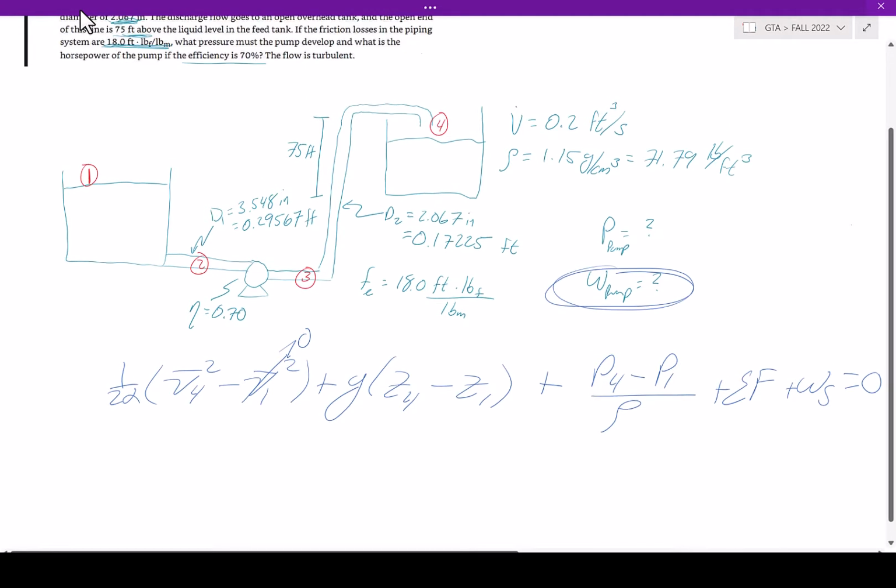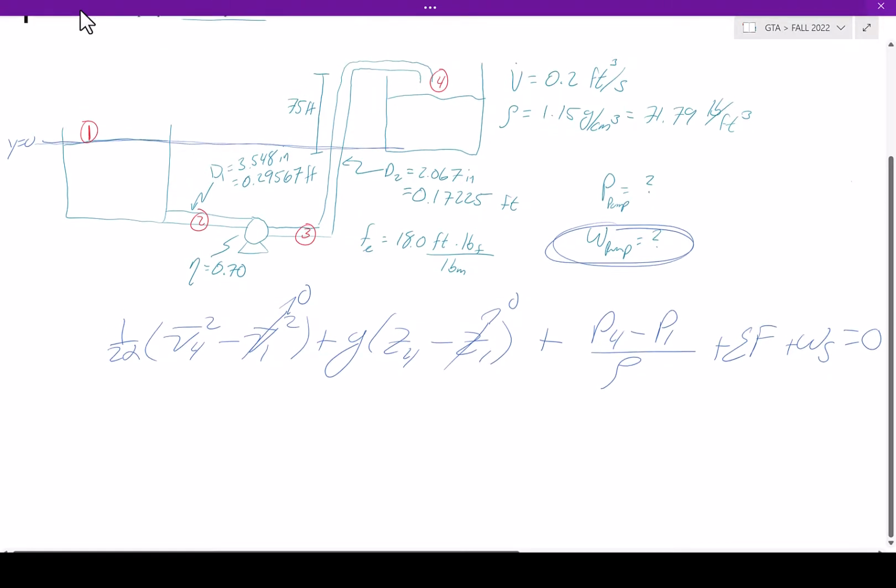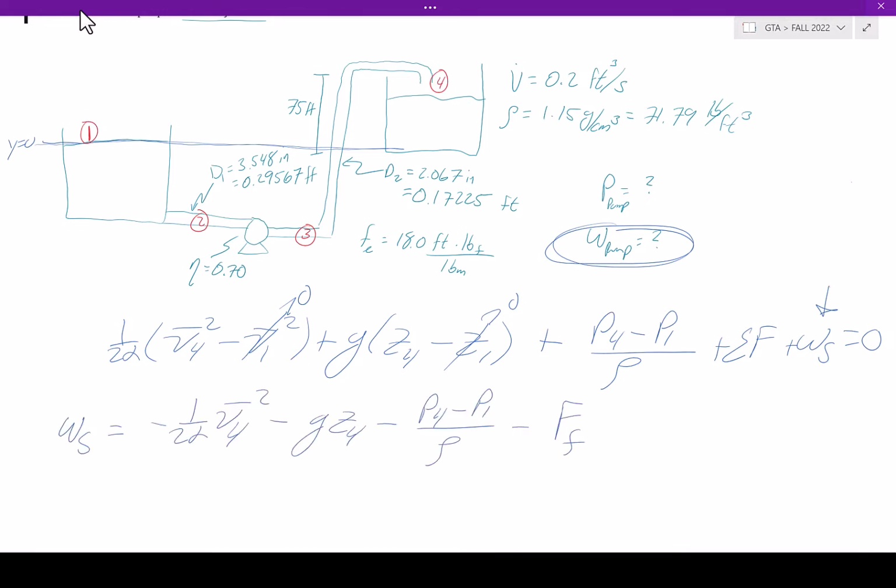Another thing is defining our origin. For this problem, we're going to define this as our origin right here. So that's going to be y equals 0, which means this z goes away, the z1. So let's just clean this up a little bit, and I'm going to clean it up with work on the left-hand side since that's what we're looking for. So we're going to get negatives popping out in front of all of them. And I just changed this summation of forces into just the frictional force. There's only one force loss.